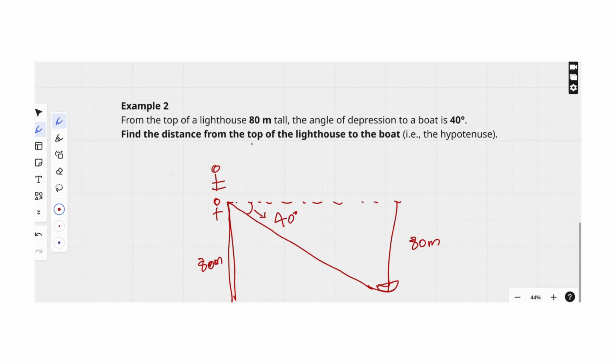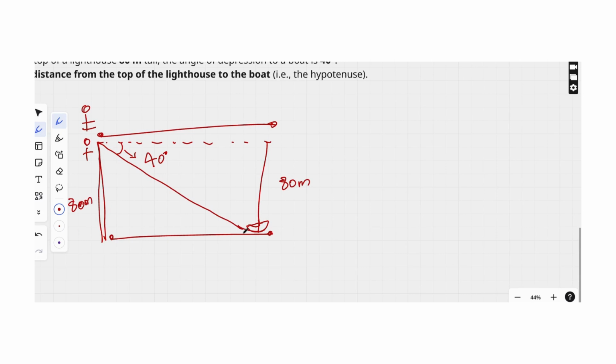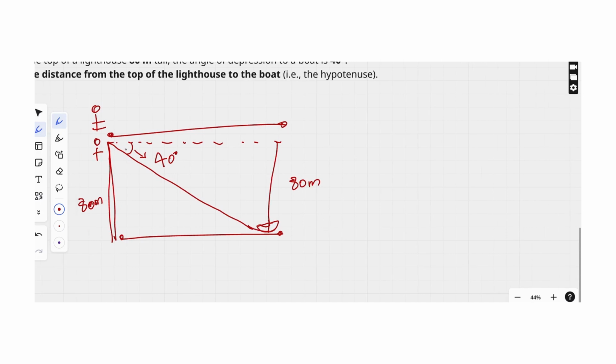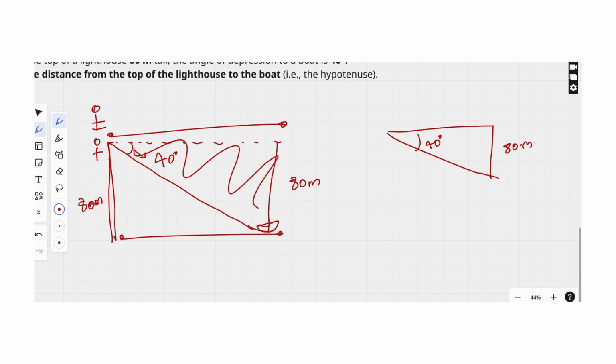Find the distance from the top of the lighthouse to the boat. Okay. It's the same thing. The distance from here to here is equivalent to the distance from here to here. So let me rewrite this triangle in such a way that I'm going to consider this shaded region. This is the triangle that we are looking forward to get. The angle here is 40 degrees. The length of the triangle is 80 meters. And we need to find the adjacent, again, the base.